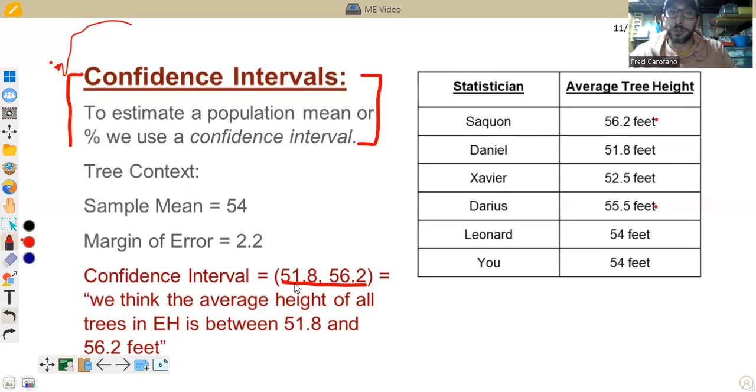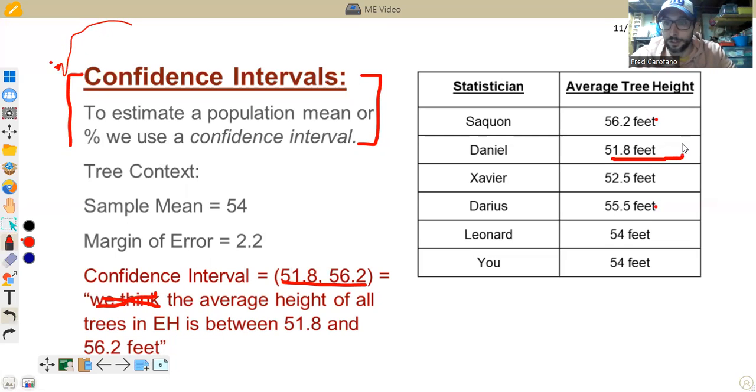We're going to say, you know what, we think the average height of all the trees in East Hartford is between 51.8 and 56.2 feet. I might have said it just before, that'd be a small tree. And usually we're going to associate that with some confidence level. We're not going to say we think, we're going to say something like we're 95% confident or 98% confident or 99. The construction of these confidence intervals is something, again, we dive deeper into in AP stats.